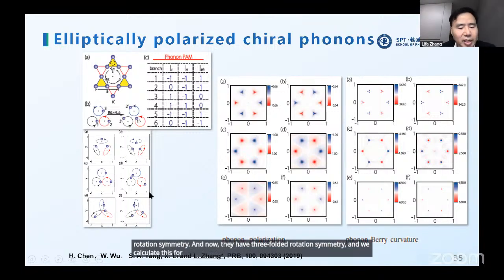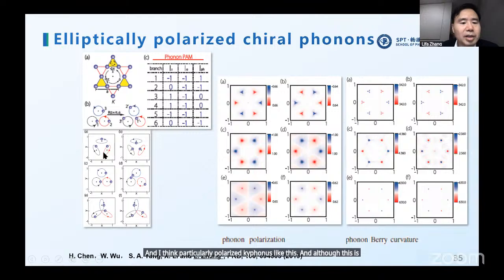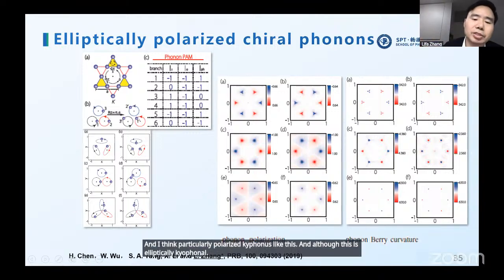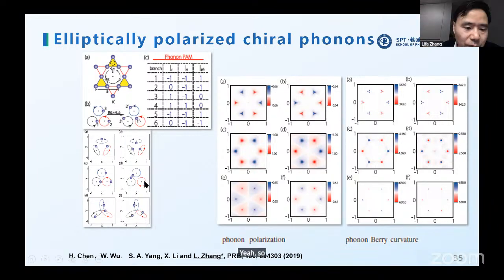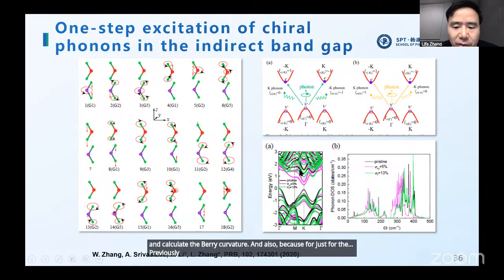We calculated this, and the phonons are quite interesting. They have elliptically polarized chiral phonons like this. Although these are elliptically polarized chiral phonons, they still have threefold rotation symmetry and a very good pseudo angular momentum. So when you do the threefold rotation, they are still the same. And we calculate the Berry curvature.